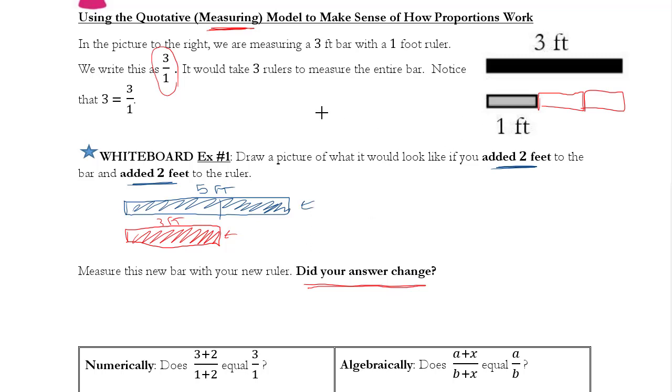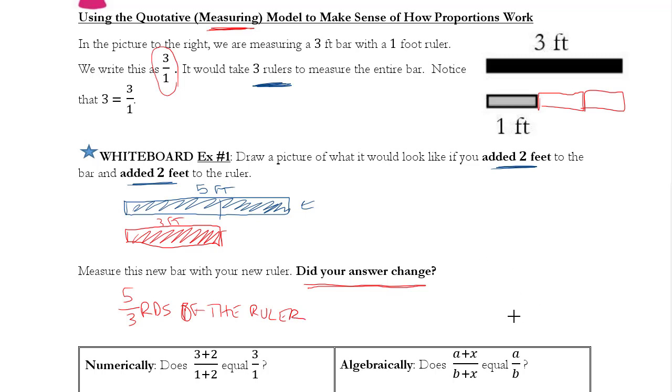Because our answer here was it would take 3 rulers. Well, here, if I had 3 of my 3-foot rulers, oh my goodness, I'd be up to like 9 feet already. This is what 3 rulers would look like. So in fact, it would take fewer than 3 rulers. In fact, it would take even less than 2 rulers. It would take, in fact, 5/3 of our new ruler. And so our answer did in fact change.